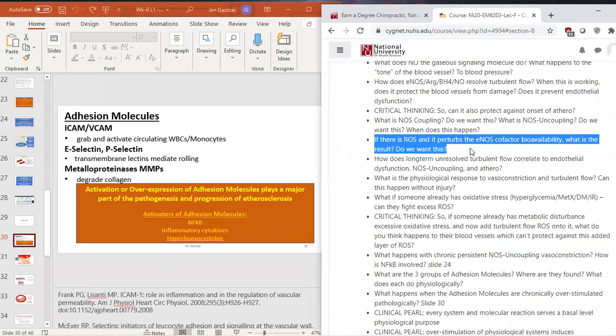If there is ROS and it perturbs the eNOS cofactor bioavailability, what is the result? The result is NOS uncoupling. NOS uncoupling is the result if you have a system of oxidative stress and it aggravates by oxidizing your BH4 as your cofactor. The result is vasoconstriction, and it also generates an insane amount of peroxynitrite, and it is a perpetuating cycle of walking disease. Do we want this? I hope you know that answer would be no.